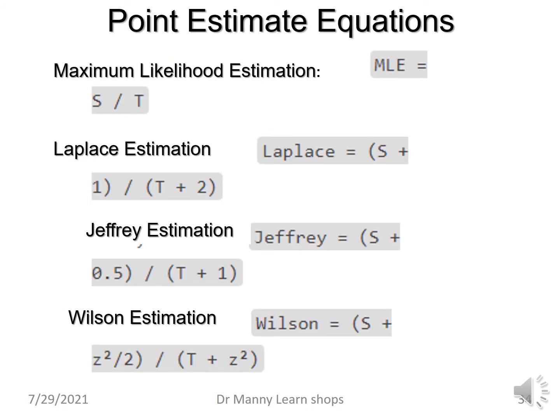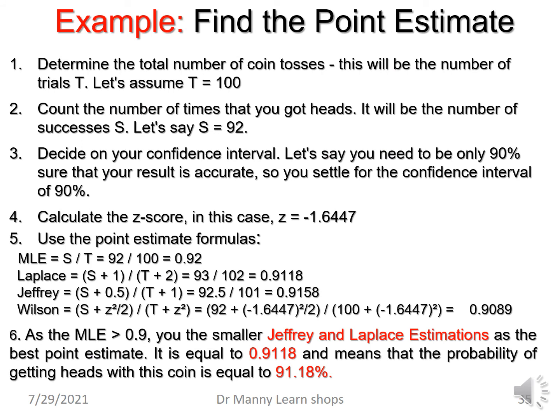Point estimate equations, you can review them. I'm just going to flip through them. You can see them on the PDF version as well. Example, finding the point estimate. Determine the number of tosses, count the number of times that you got the heads, decide on your confidence interval, calculate the z-score. And you can use the following point estimate formulas.